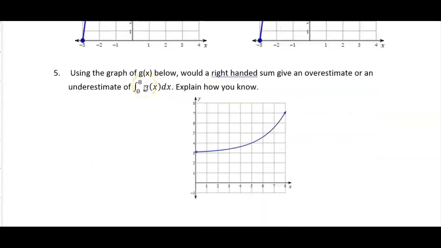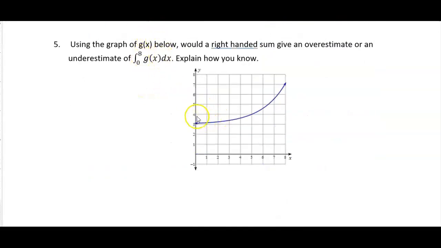Number 5. Using the graph of g of x below, would a right-handed sum give an overestimate or an underestimate of this function? So you would want to look at your 6.1 notes. It kind of explains this. But whenever you have an increasing function, in other words, it's moving in an upwards direction, and you have a right-handed sum, those are the two criteria you look at, what that ends up giving you is an overestimate.